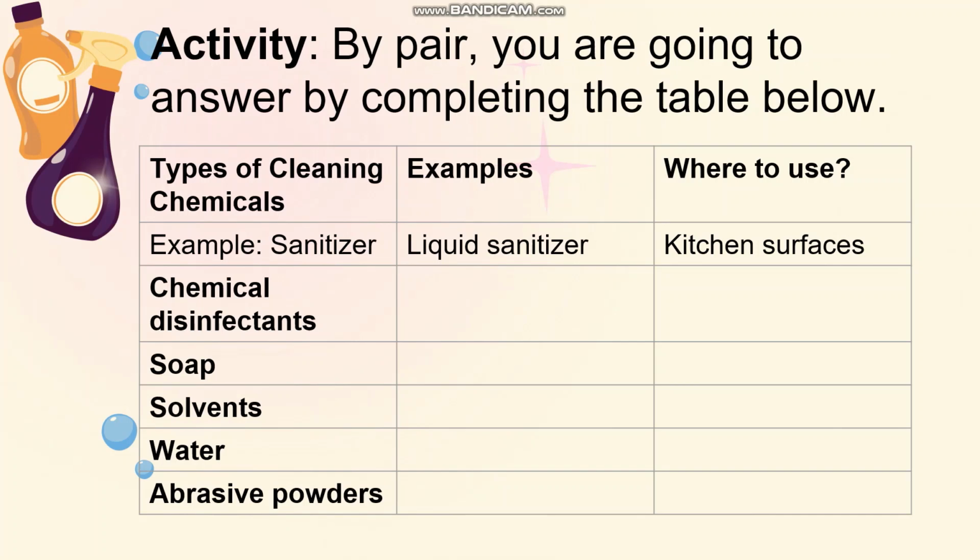Example, sanitizer. Examples of sanitizers are such as liquid sanitizer. And where to use this liquid sanitizer? For kitchen surfaces. Now, you do the second, third, fourth, fifth, and sixth types of cleaning chemicals such as chemical disinfectants, soap, solvents, water, and abrasive powders.